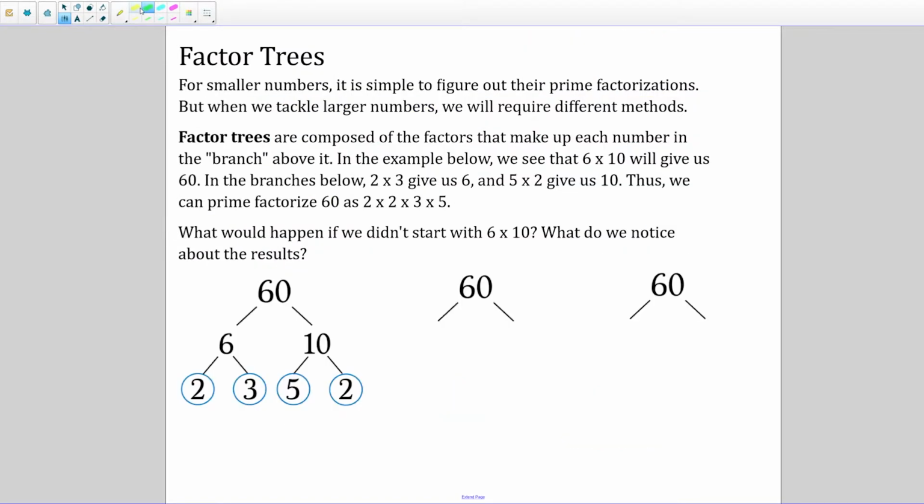You might be wondering, how do we prime factorize a number? Or maybe even the ones that are a little bit bigger, how do we do that? We can use something called a factor tree. These are really just trees that are composed of the factors that make up each number in the branch above it. We can see here in this example that we start off with the number 60 and we split it off into two branches. Notice that 6 times 10 would give us 60, and in the branches below each of these numbers, we know that 2 times 3 gives us 6, and 5 times 2 gives us 10.